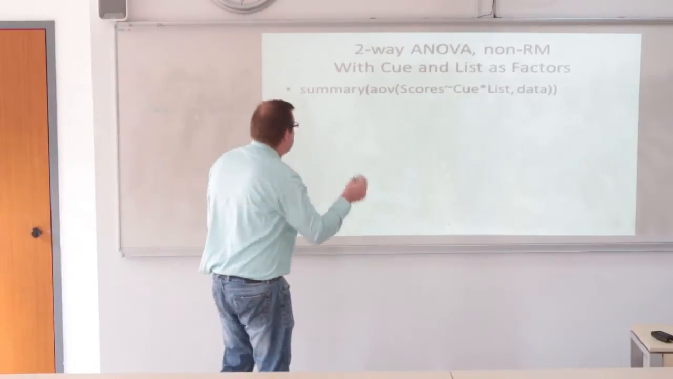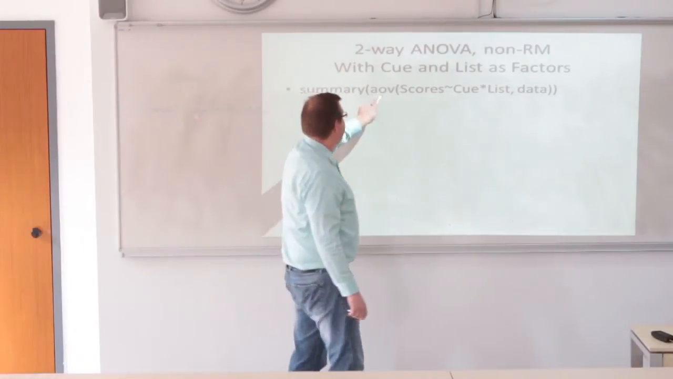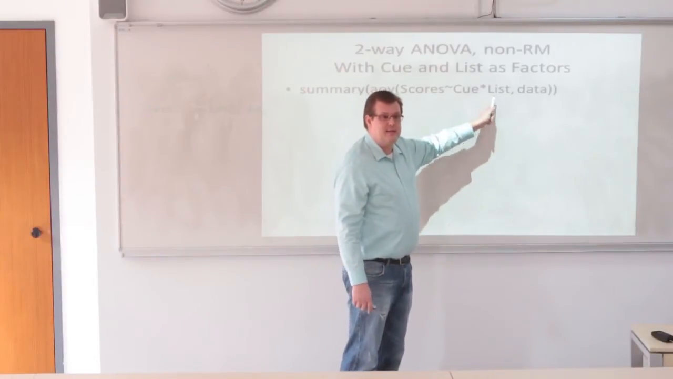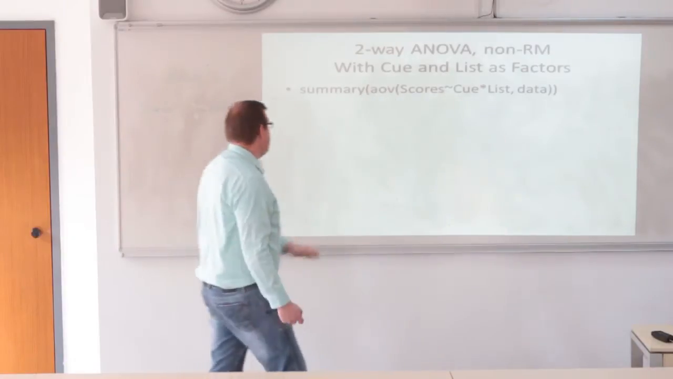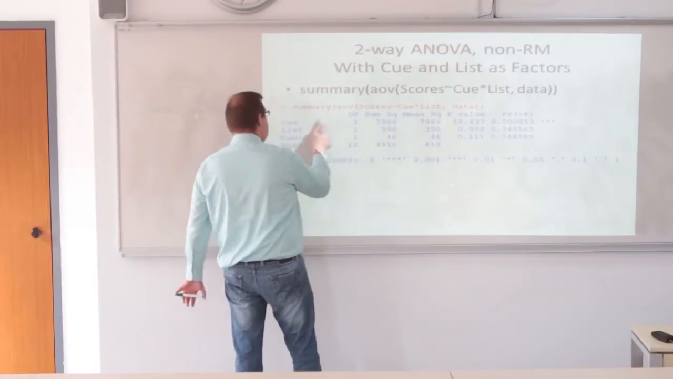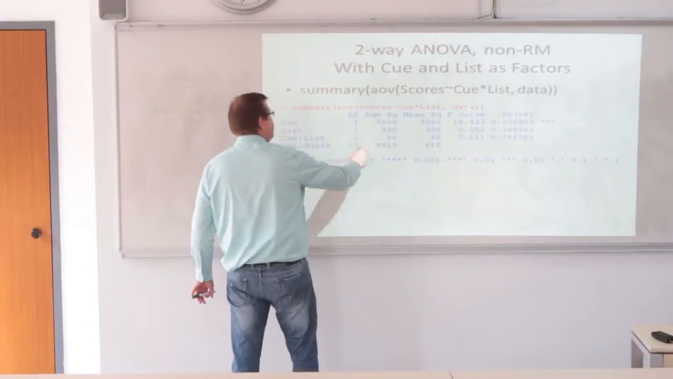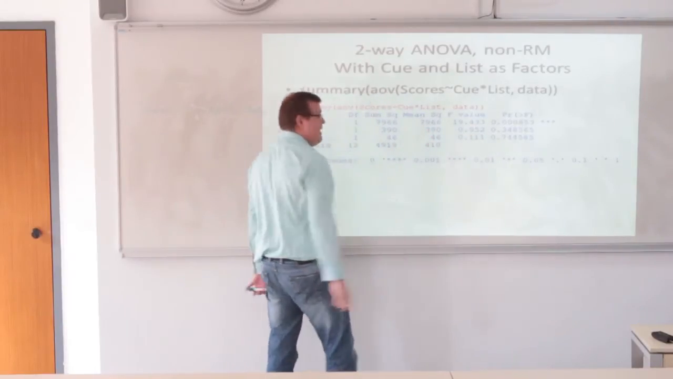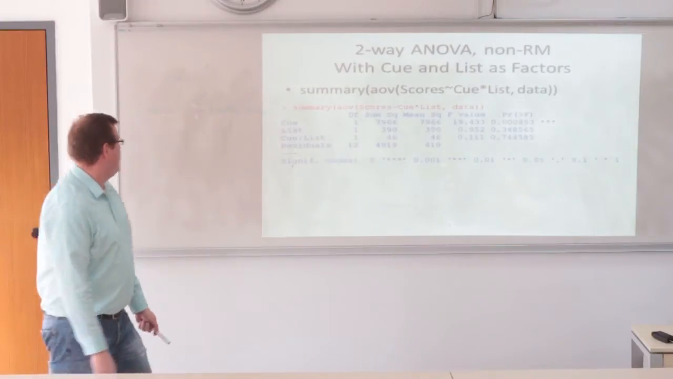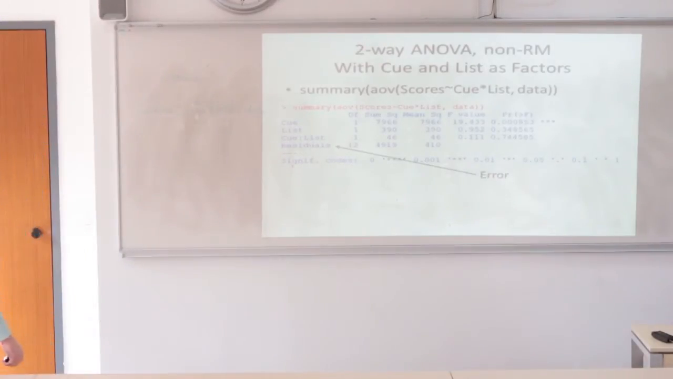Okay, let's do a two-way ANOVA, a non-repeated measure, with Q and list as factors. The model should look something like this. Summary, we do analysis of variance, scores is modeled by Q asterisk list, which means we want the effect of Q, we want the effect of list, and we want the interaction between Q and list. If we do this, we get something that looks much more normal. We have our sum of squares for the Q, for the list, for the interaction, and we also have residuals. With those pieces and our degrees of freedom, we can calculate the mean squares, and then we calculate the F values. We can get the P values as well, 1 minus PF with this F score with 1 and 12 degrees of freedom. You can find P.